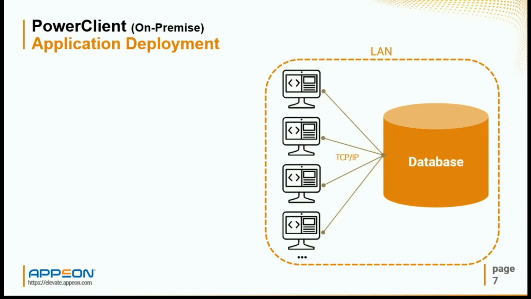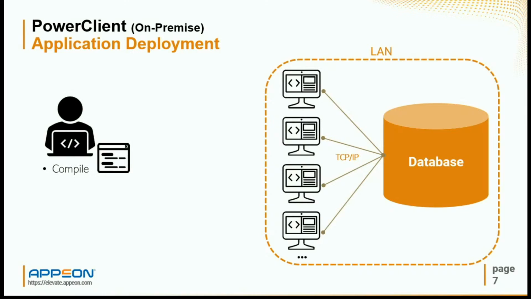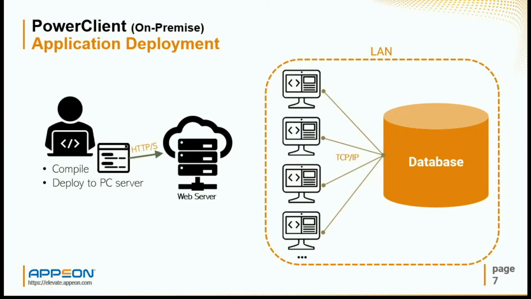PowerClient application deployment. The PowerBuilder developer creates the application. It gets compiled. However, the next thing is you just deploy it to the PowerClient server using HTTP or HTTPS protocol, your choice. And again, from the web server, HTTP or HTTPS can be used to deploy it to the workstation. Again, both the application and the runtime. And later on in this presentation, we're going to see exactly how that works from the workstation perspective.